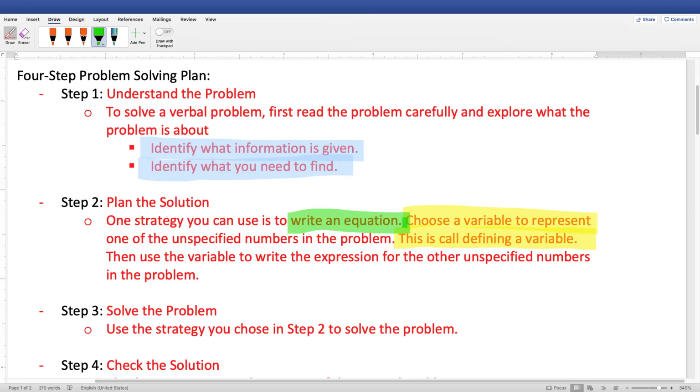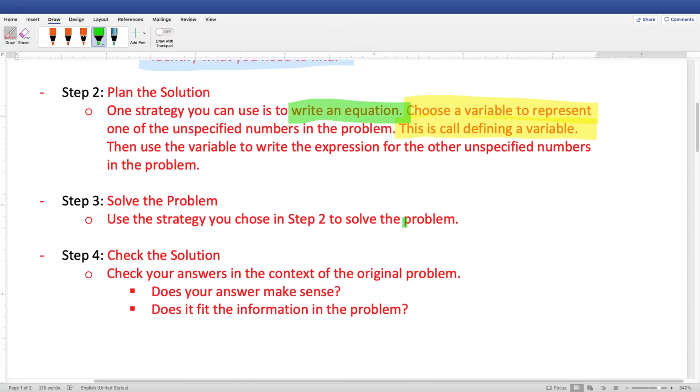After you have written your equation, you are ready for step 3. Step 3 is just solving the problem. What you're going to do in step 3 is you're going to solve the problem. And then finally, we get down to step 4, which is check your solution.